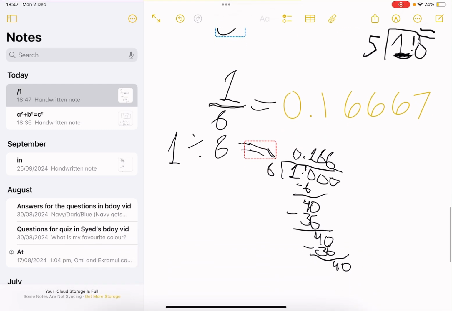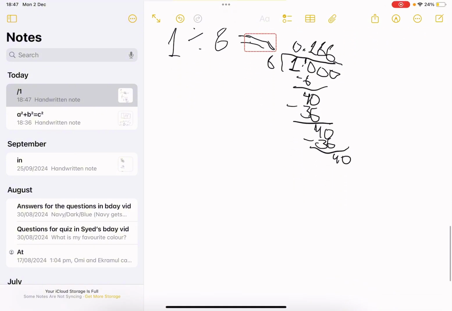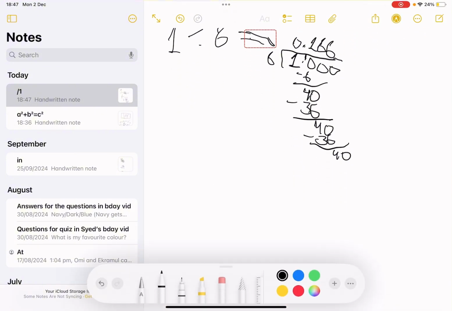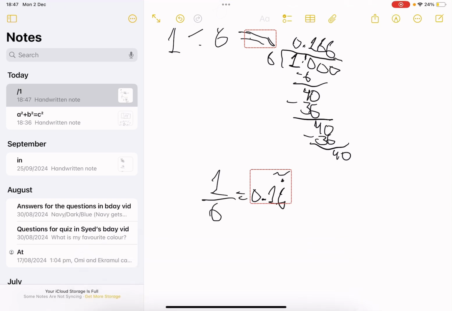And you may be realizing, how do we ever get a 7? Now, technically, if you think about it, 1 over 6 is 0.16 repeating. So we can put this sign here, or this sign. I'm just going to put them both above the 6, just for simplicity's sake.